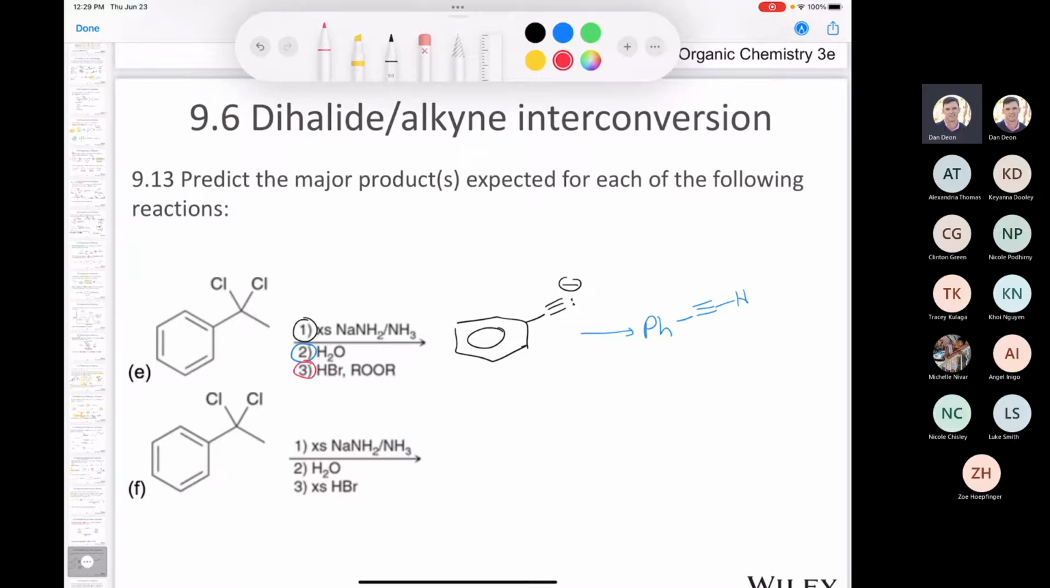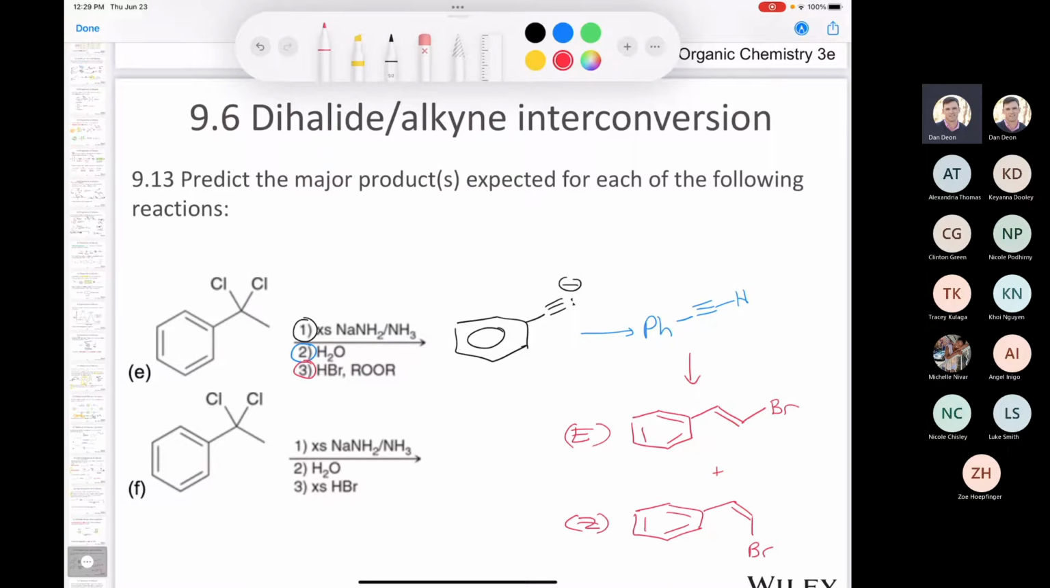Exactly. This is anti-Markovnikov, and so what you end up with is this compound where we have the bromine added here, and that's the trans compound, so that's E. You're also going to end up with some Z compound as well, so we'll draw the Z compound like this. So we end up with E and Z, as my students like to call it. All right, there we go.